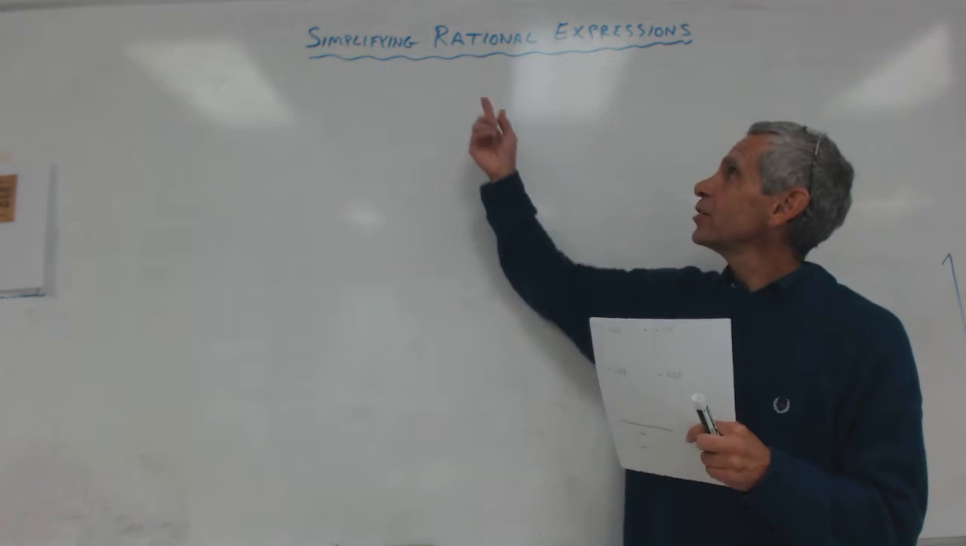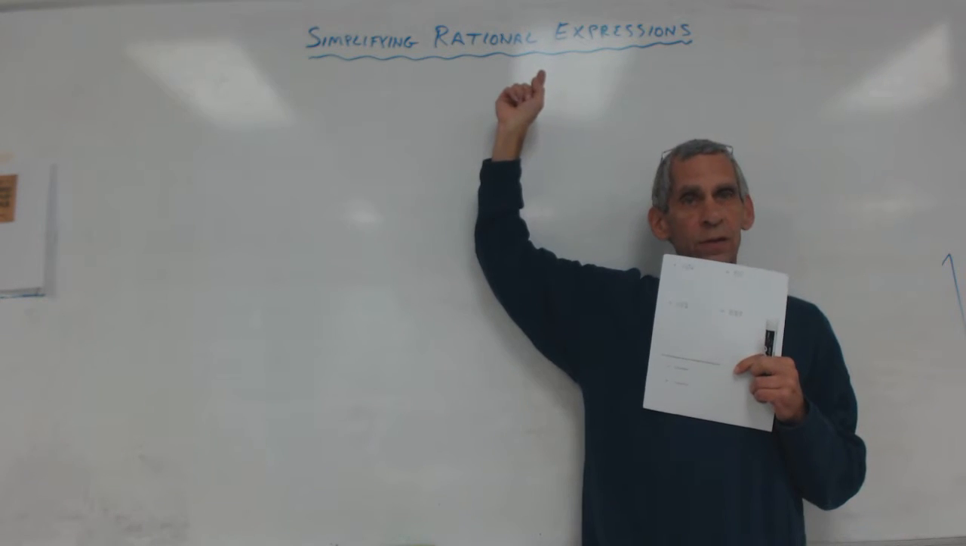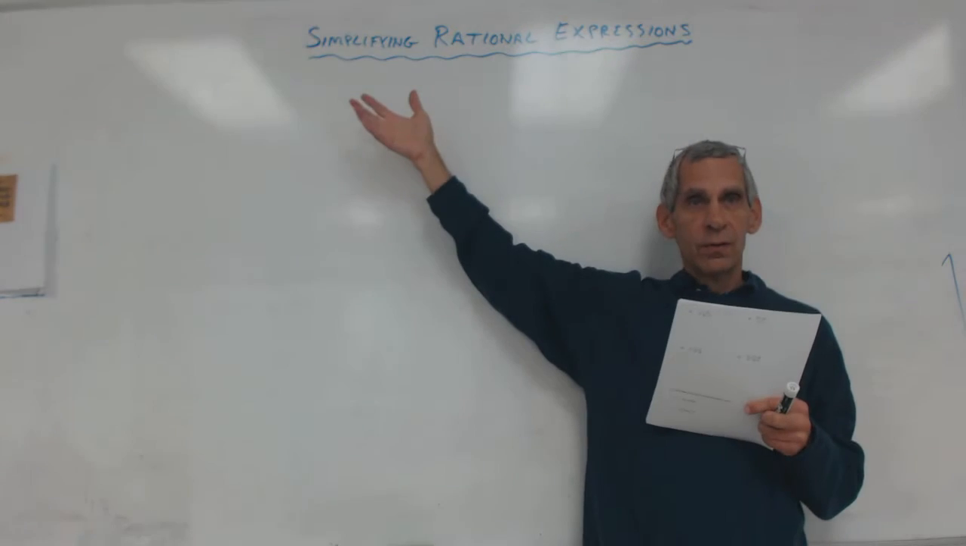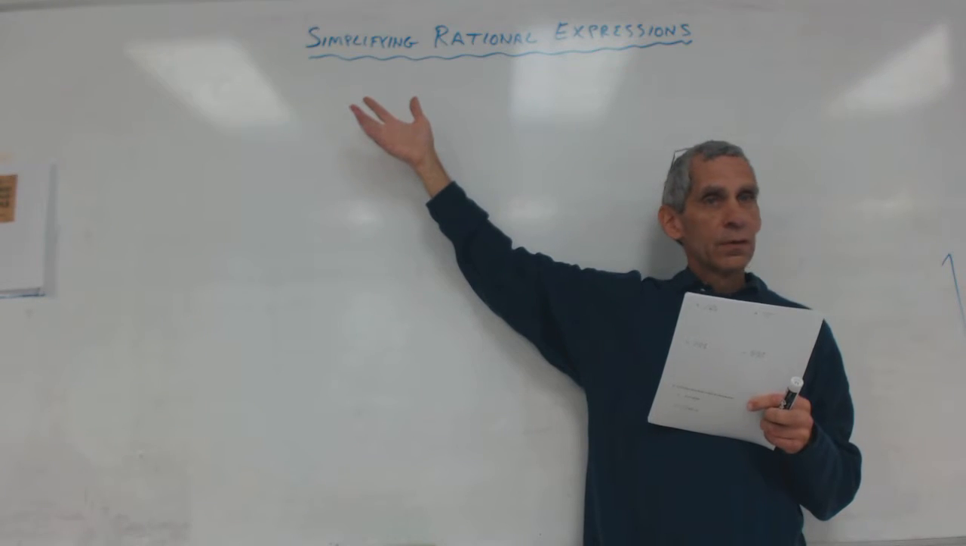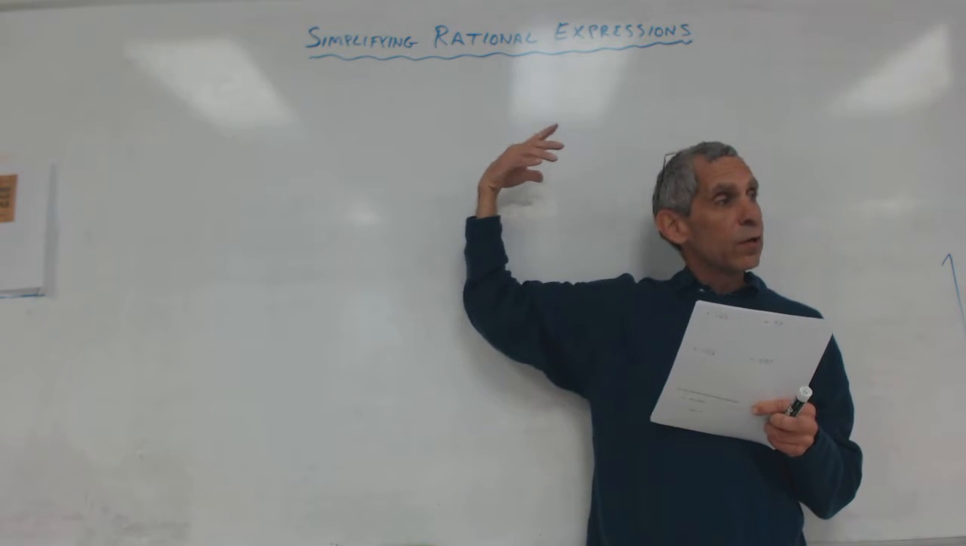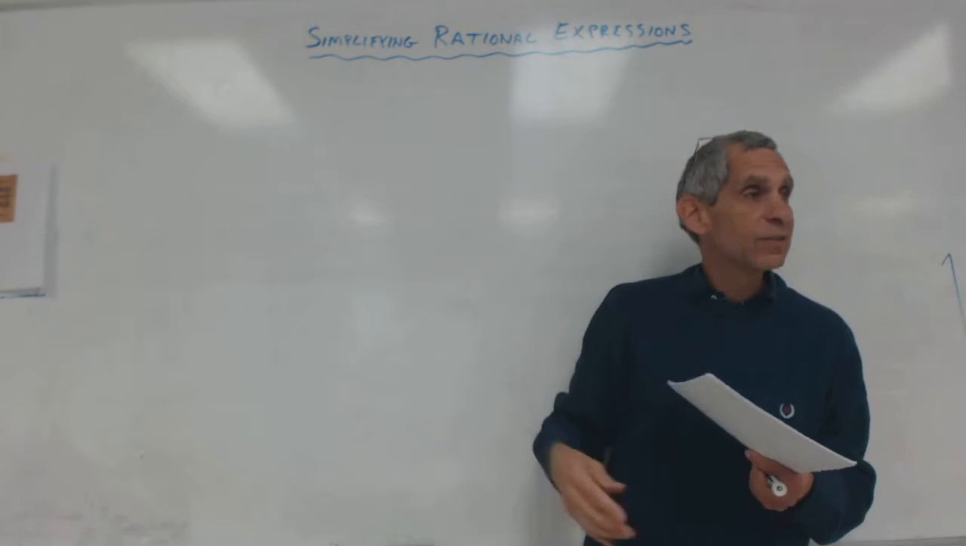But what does rational mean? Does anybody know? In math? What's the root word of rational? Ratio. What's a ratio? It's a fraction. So what we're going to be doing is working with fractions, and we're going to be simplifying fractions. That's all. It's as simple as that.